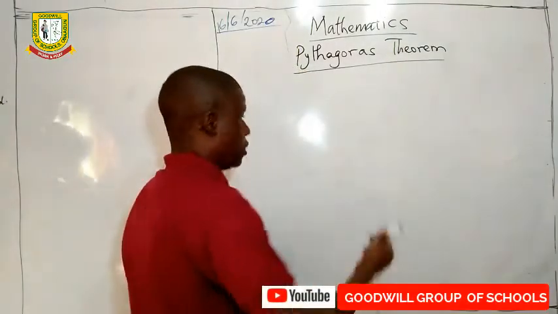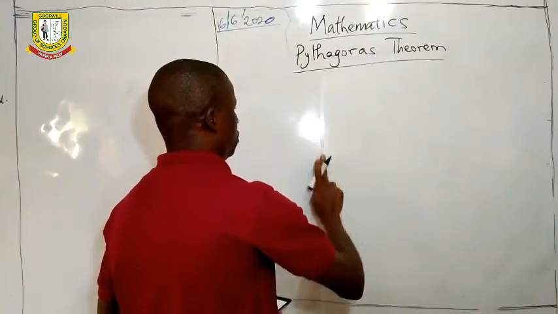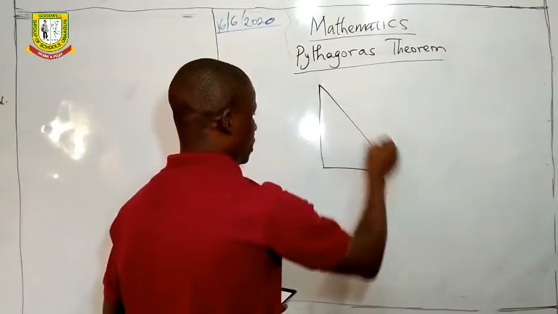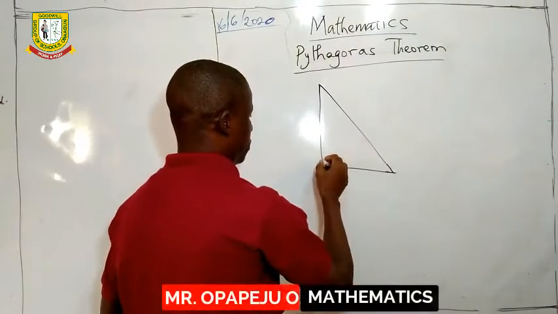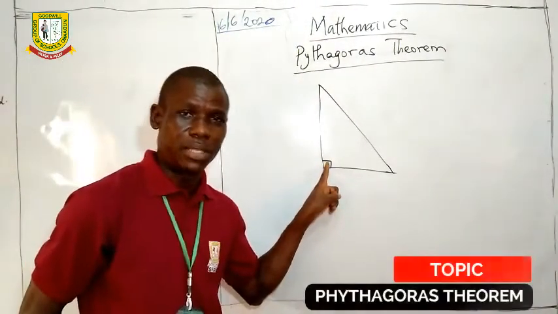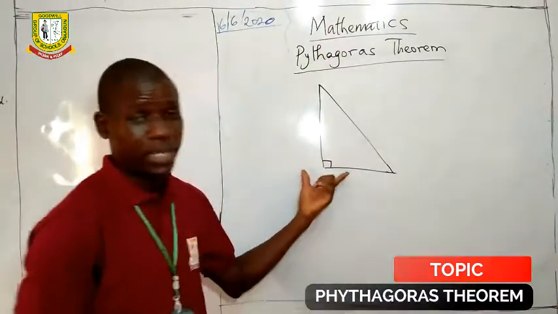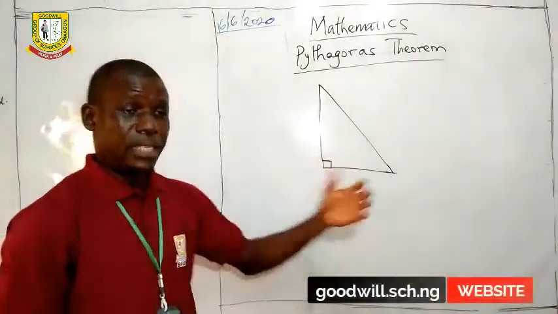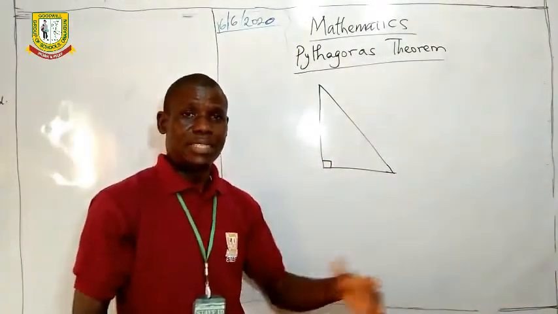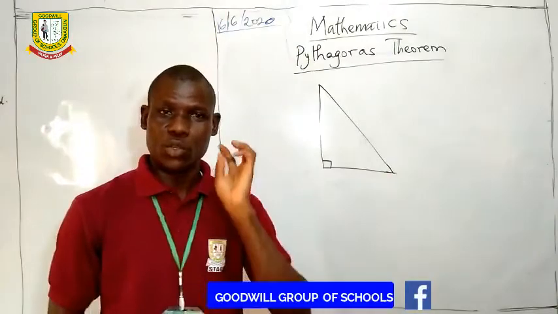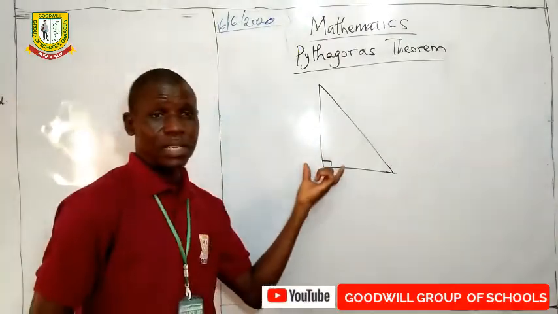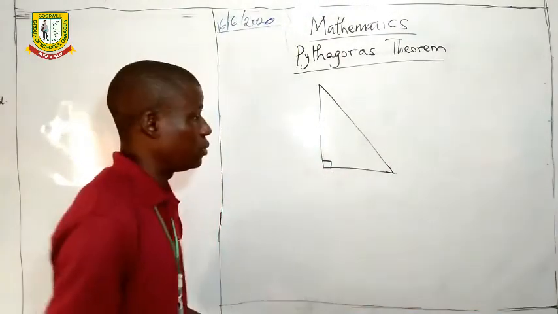Now, let me give this picture to illustrate. We have our right angle triangle there. It's a right angle triangle because of the angle of 90 degrees. That is what makes it our right angle triangle. The diagram can be twisted in any way, but just watch the angle. Once you are able to identify that this is angle 90 degrees, that is our right angle triangle.